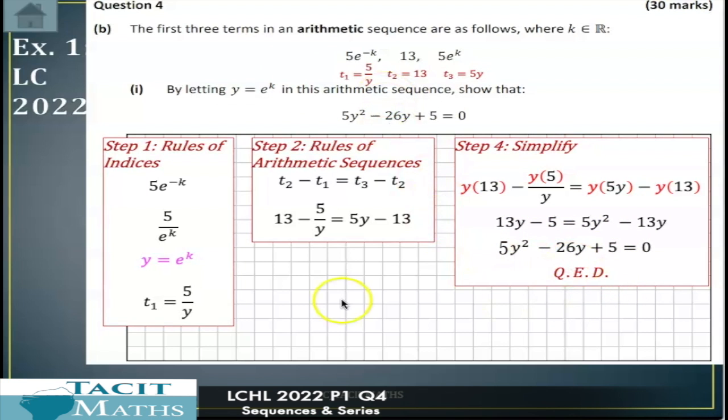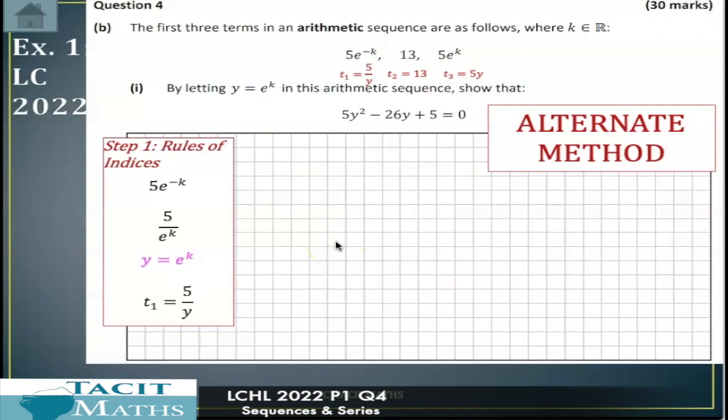Okay, so quite a clever question. 4 marks for just doing this. This was the bit that very few people spotted. I would say maybe less than 10% of people spotted that, and then your algebra at the end was quite easy. Now let me just very quickly show you a very interesting alternate method to this.